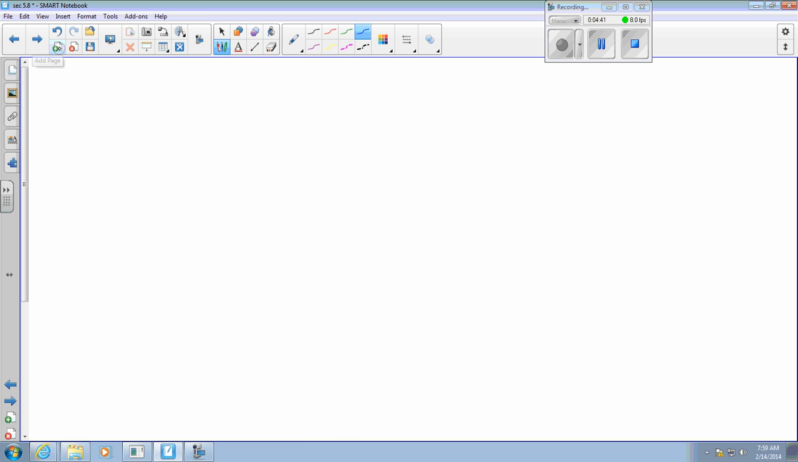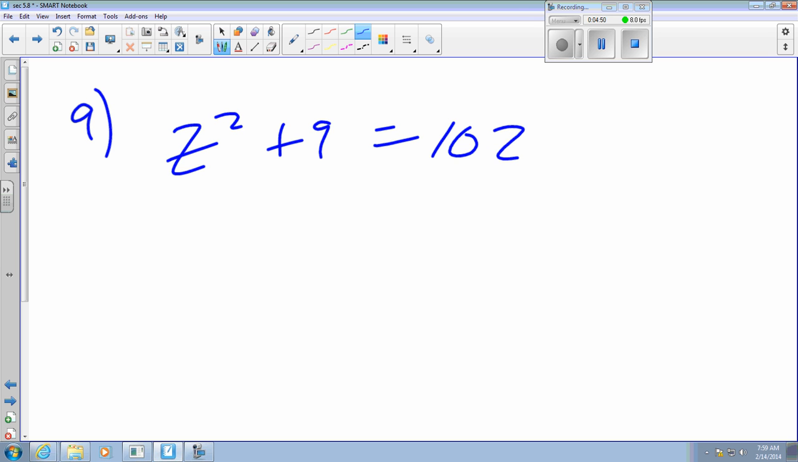Next one we're going to do is number 9. I have z squared plus 9 equals 10z. We know that we need to have one side of the equation equal to 0, so I have to move this to the other side before I factor.